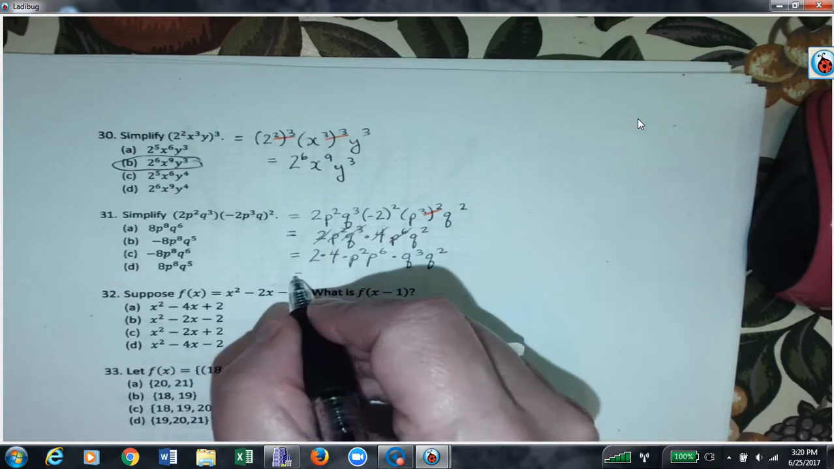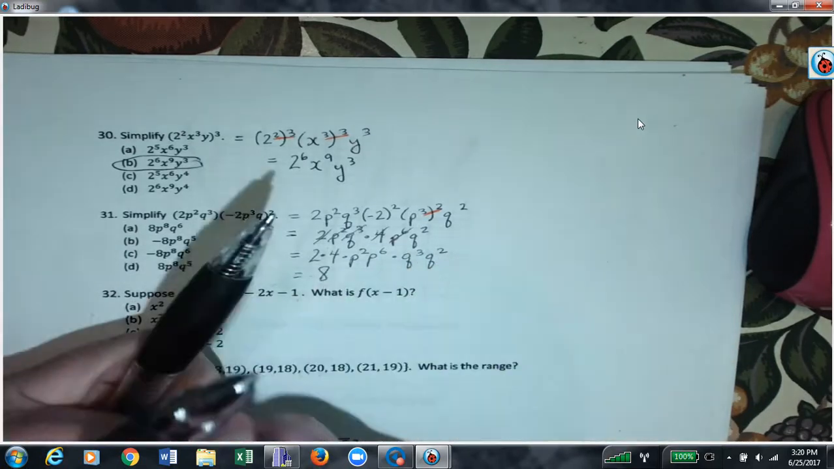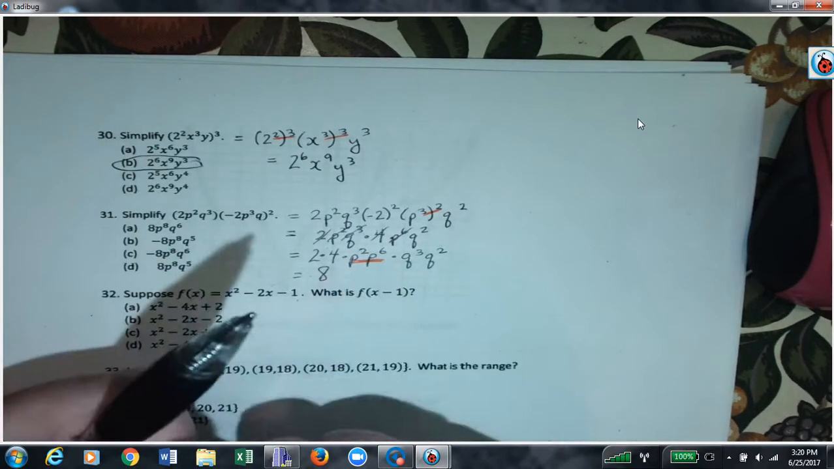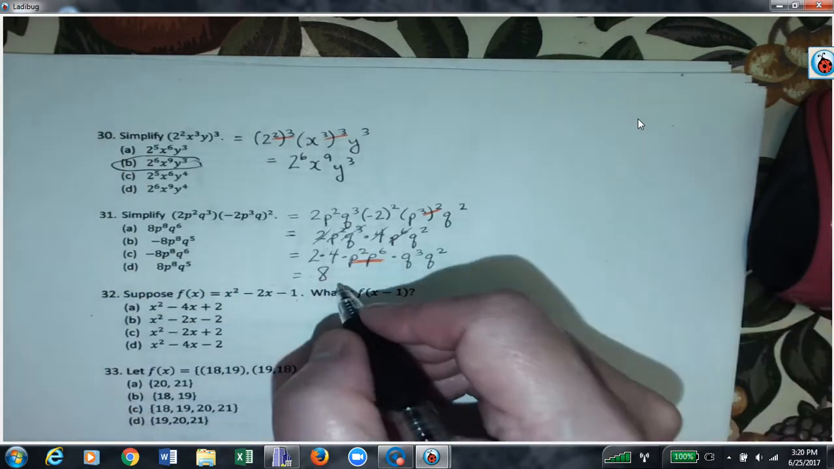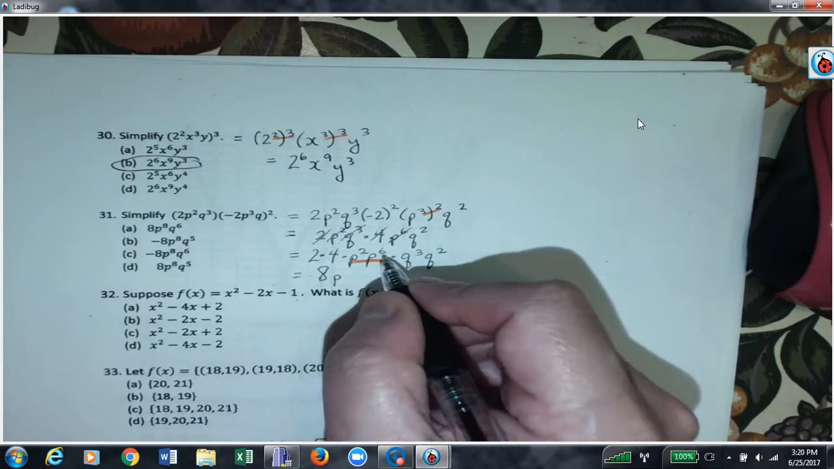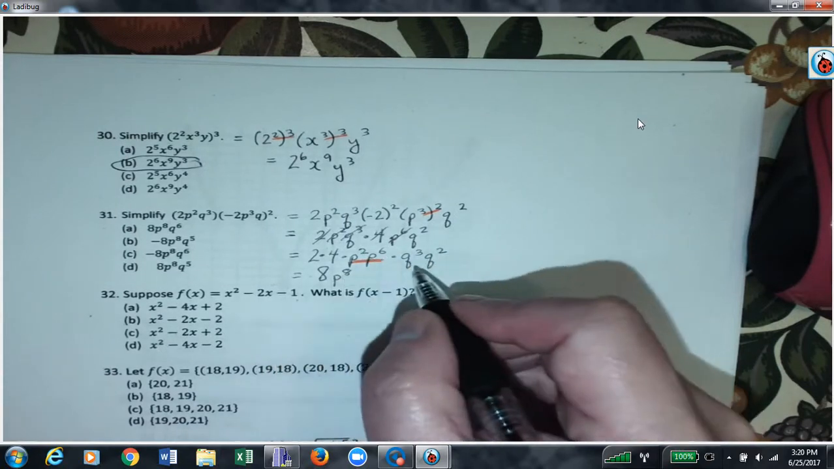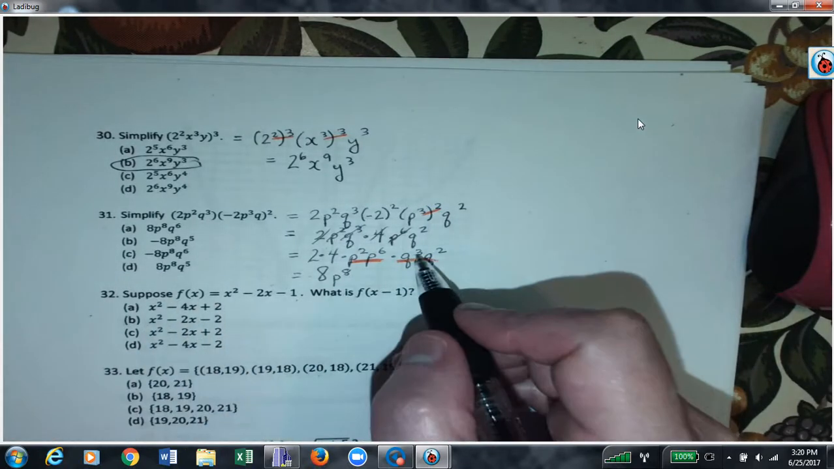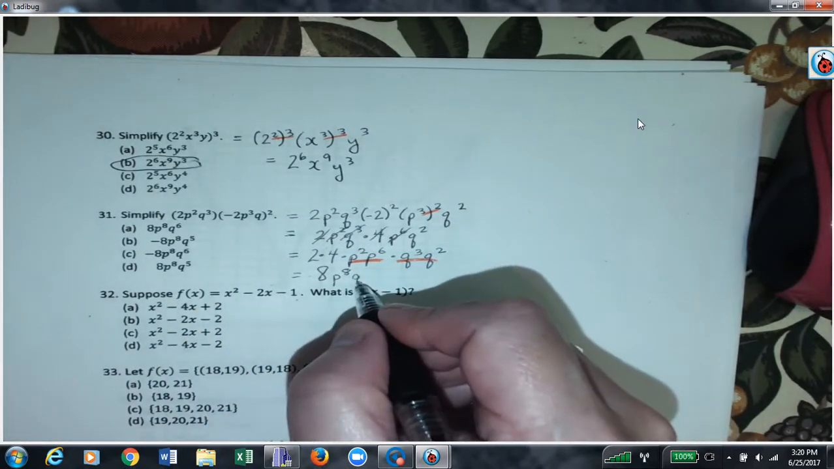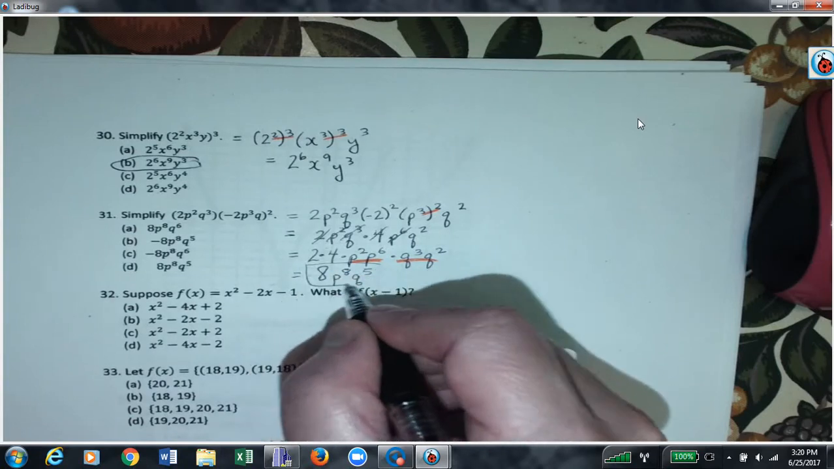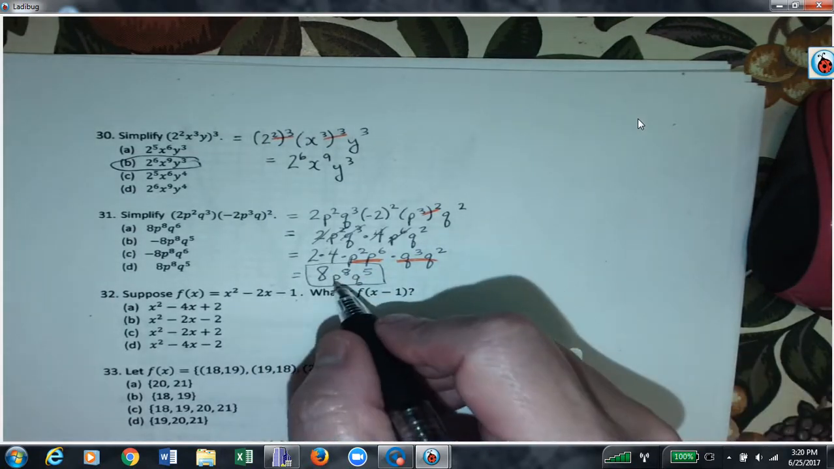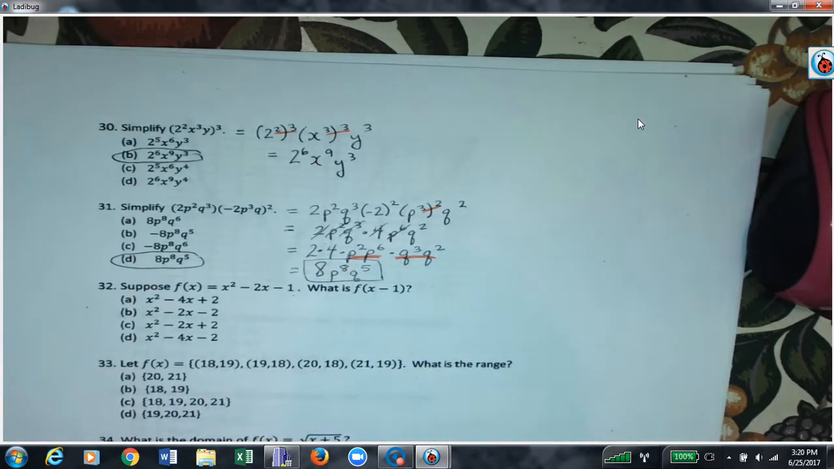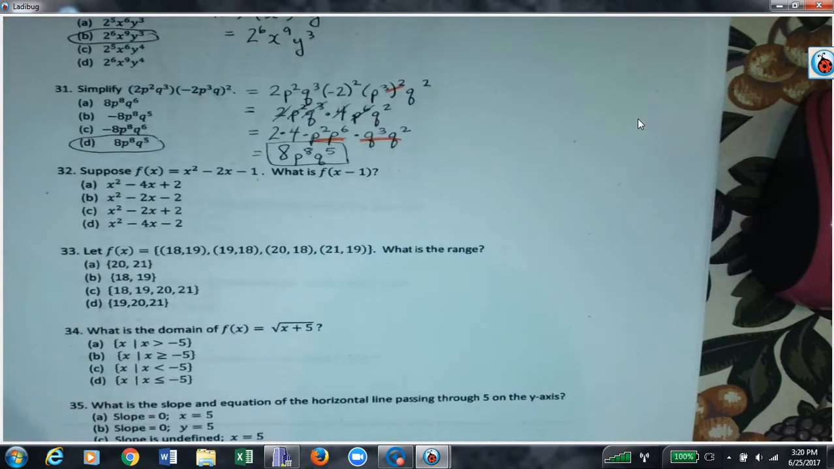Now the rules for this, well, 2 times 4 is 8. To get the power of p, I add these exponents. So this is going back to our exponent rule. So this will be p to the power of 2 plus 6. And to get the power of q, the exponent rules say you add these. So that will be q to the 5th. So that's what I'm looking for. 8 times p to the 8th times q to the 5th. So the answer to number 31 is D.